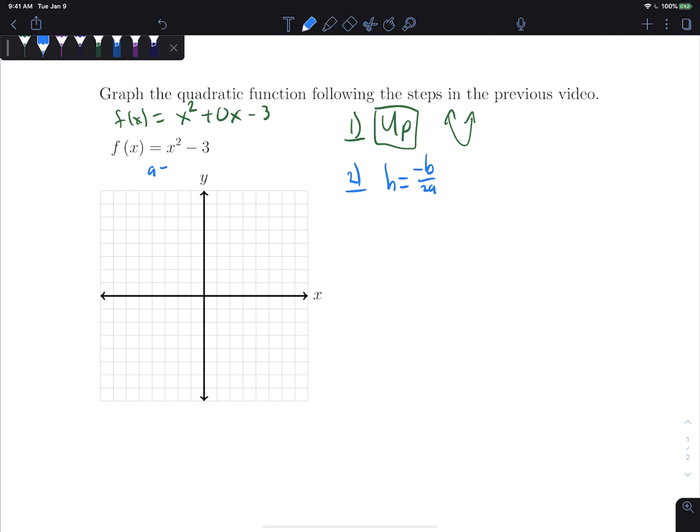Now then, let's go ahead and find the vertex using negative b over 2a. In this case, a equals 1, b equals 0, and c equals negative 3. So if I plug in the a and b into the formula here, that's going to give me negative 0 over 2 times 1. Now, negative 0 is just 0, and 2 times 1 is 2, so 0 divided by 2 is 0.